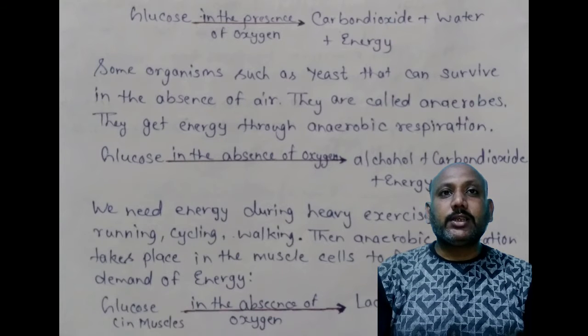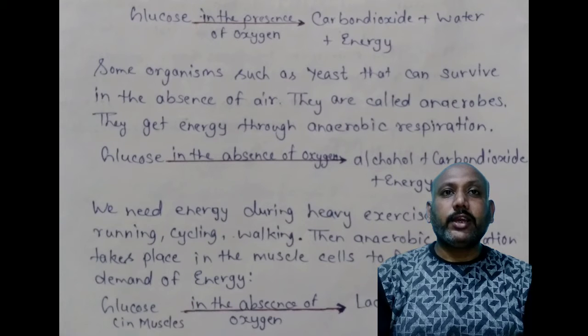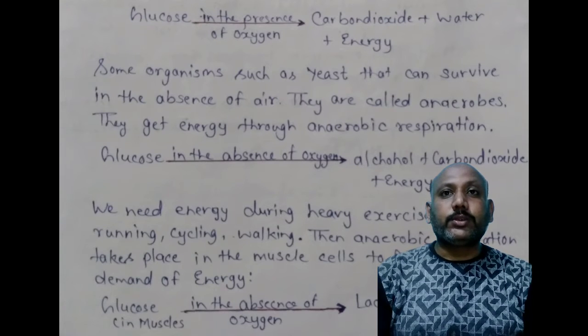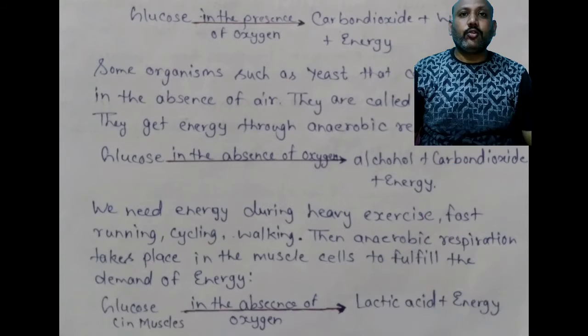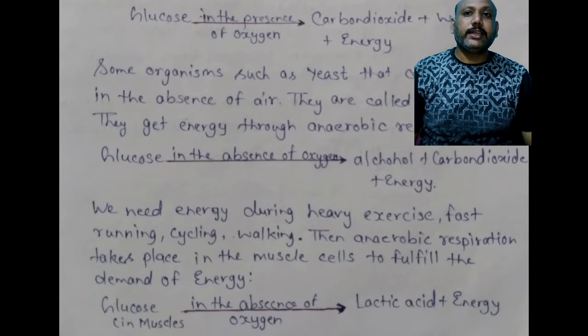Some organisms such as yeast that can survive in the absence of air are called anaerobes. They get energy through anaerobic respiration. Glucose, in the absence of oxygen, is changed into alcohol and carbon dioxide and releases energy.